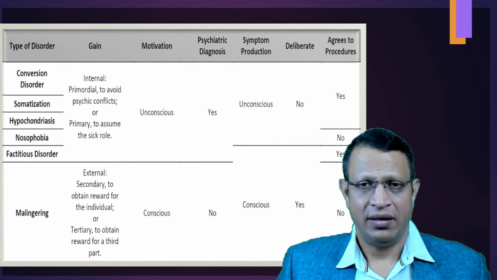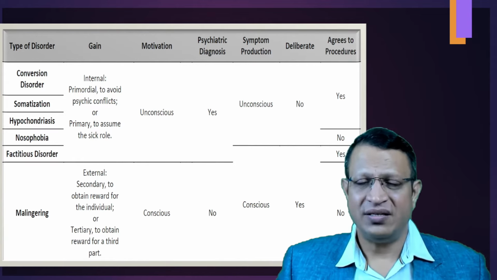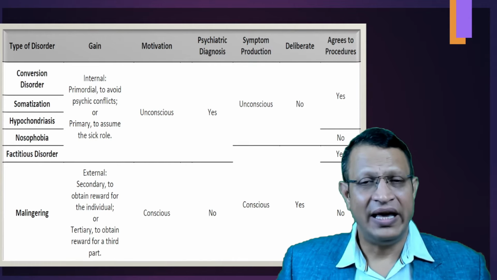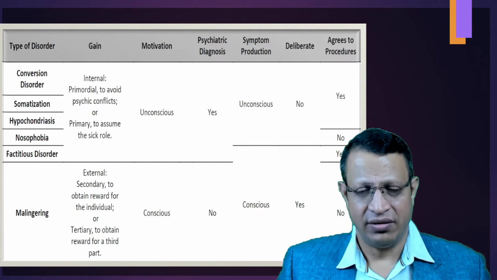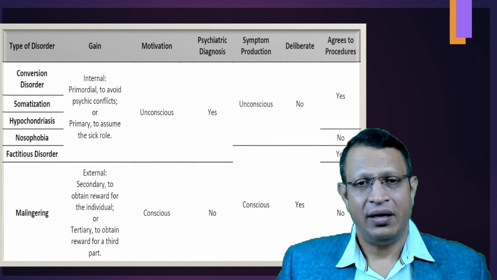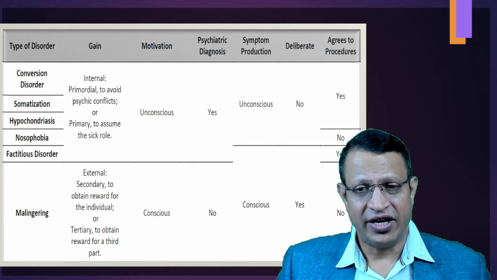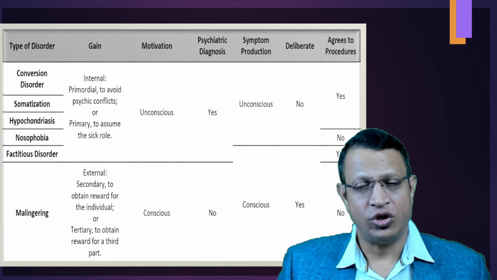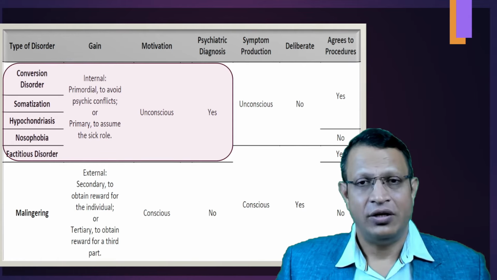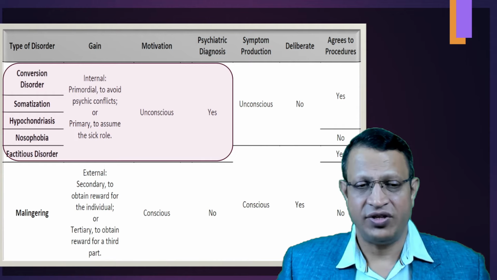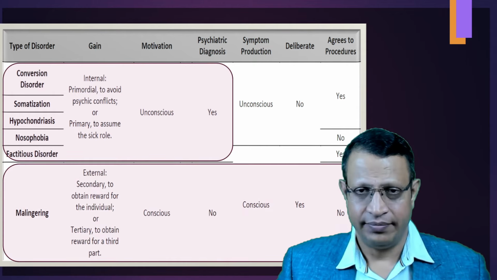That is about malingering. If you look at conversion, somatization, hypochondriasis, the gain will be unconscious, at the level of seeking attention. If you look at the need for procedures, factitious disorder would like to have procedures done. Similarly, conversion disorder and somatization would like procedures to be done. So, my dear friends, you need to learn to differentiate factitious disorder from various somatoform disorders, hypochondriasis, and conversion disorder, and to differentiate it from malingering.